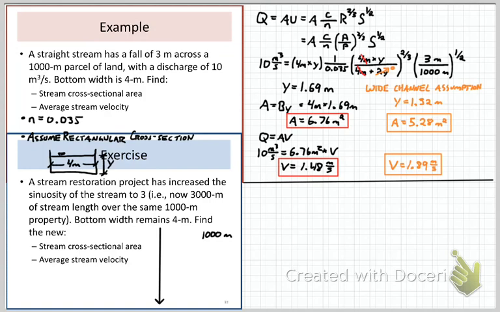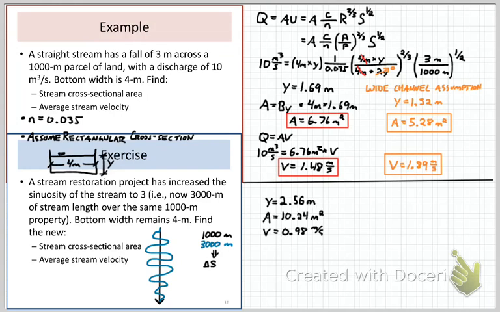As a further extension of this problem, consider a case in which this was, let's say, a channelized stream, and we undergo a stream restoration project and we add some sinuosity to the stream channel. So now over that same parcel of land you end up with perhaps 3,000 meters of stream, or a sinuosity of 3. That would be an extremely sinuous stream. What that means is the 3 meters of fall is now spread out over 3,000 meters, or we end up with a change in slope. I wrote delta S on the slide for you.